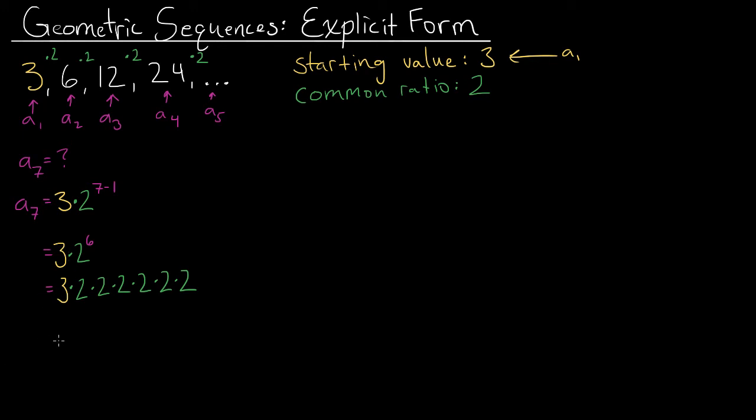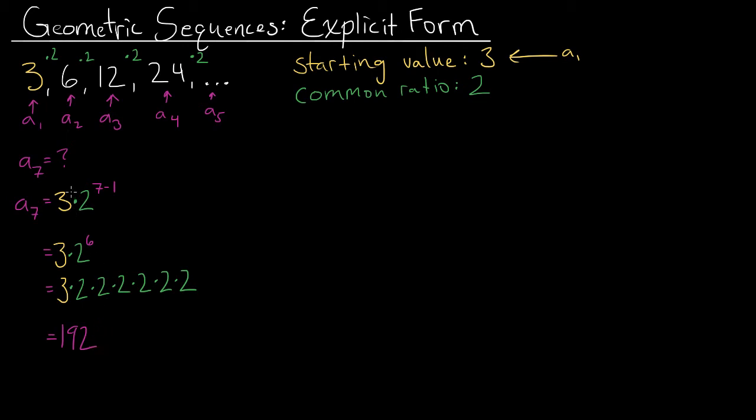And you could get out a calculator and calculate this out if you don't know it off the top of your head. 3 times 2 times 2 times 2 times 2 times 2 times 2 is 192. So that's a sub 7. It's equal to 192.